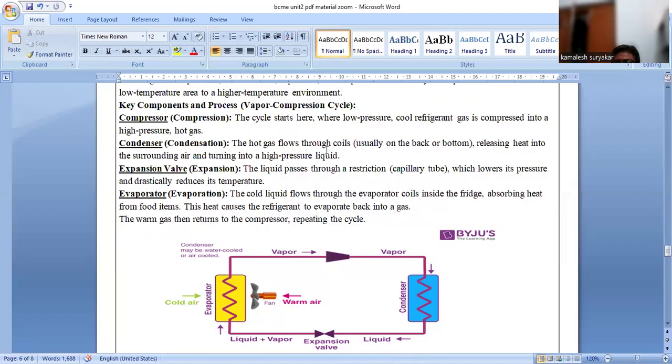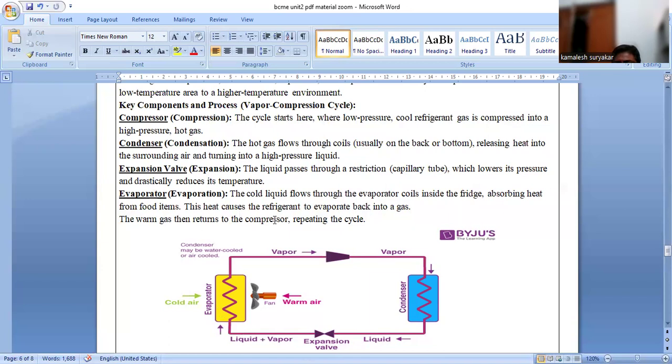Condenser: the hot gases flow through the coils. The hot gases which are there will come into these coils, usually on the back or bottom, releasing heat into the surrounding area. So, expansion valve. This is the expansion valve. The liquid passes through a restriction, a capillary, which lowers its pressure. So it lowers the pressure here before entering the evaporator. Till here you have high pressure, here it becomes low pressure.